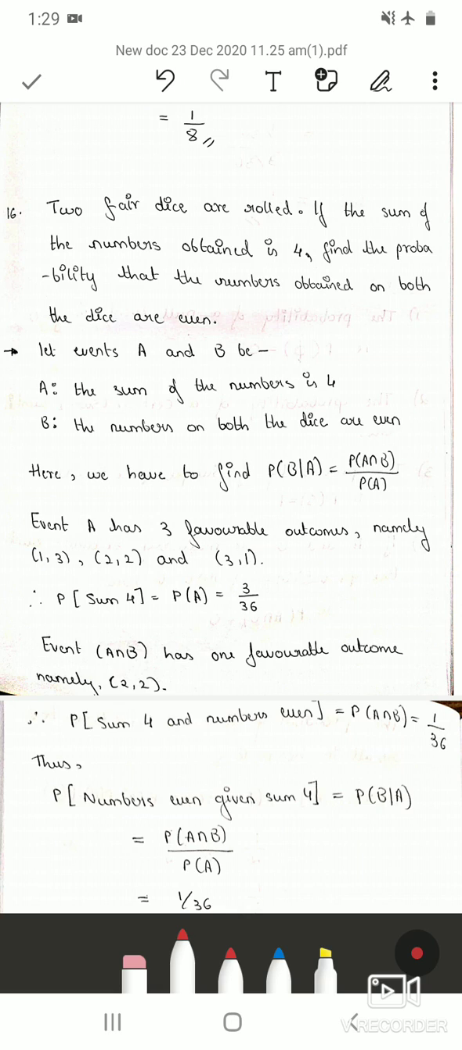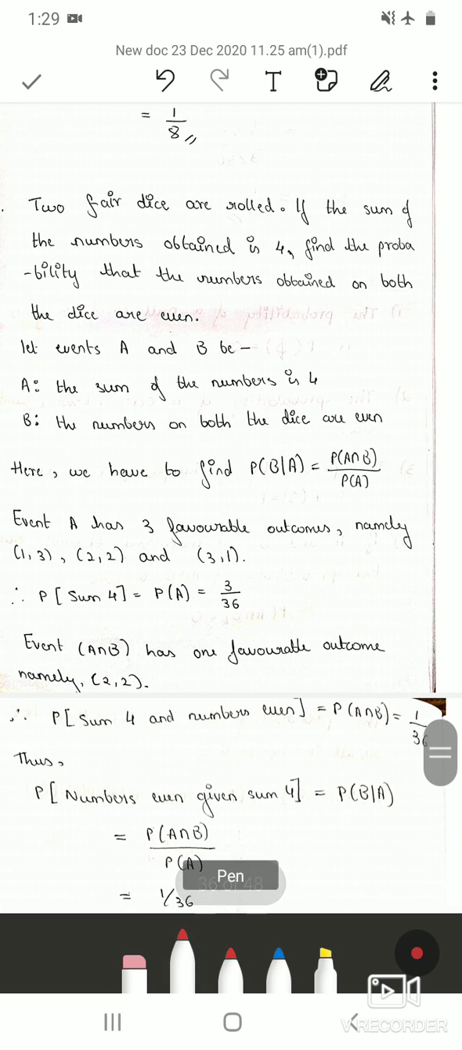Event A has 3 favorable outcomes, namely (1, 3), (2, 2) and (3, 1). That is, when you add these, you have to get the sum 4. So among the sample space, we have 3 outcomes which are favorable to event A. That is 3 plus 1 is 4, the sum is 4. Similarly, these two. Therefore, the probability of event A, that is the probability of sum 4, is 3 divided by 36. Here n is 36 because we are rolling 2 dice, that is 6 squared, which is 36.